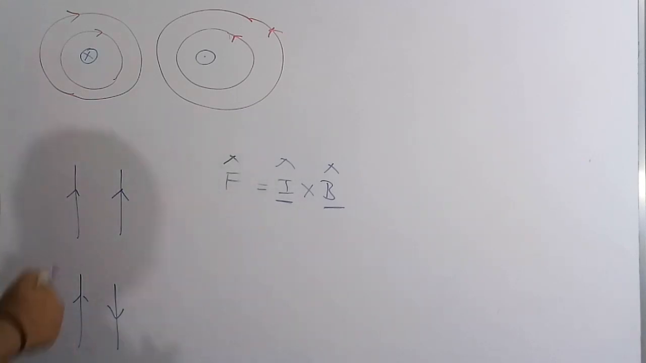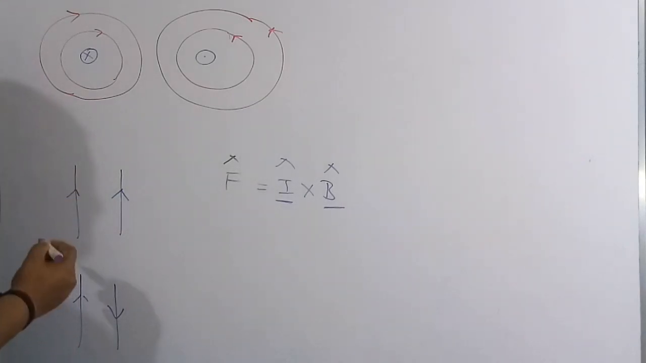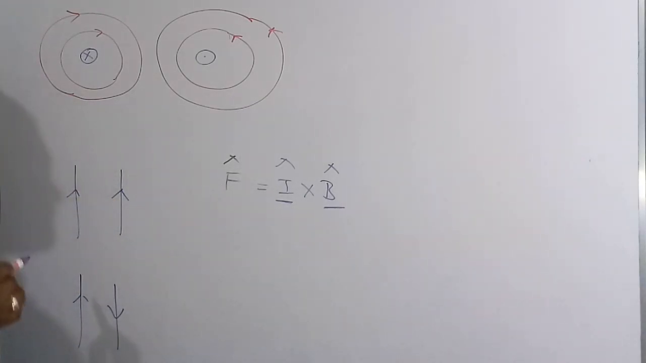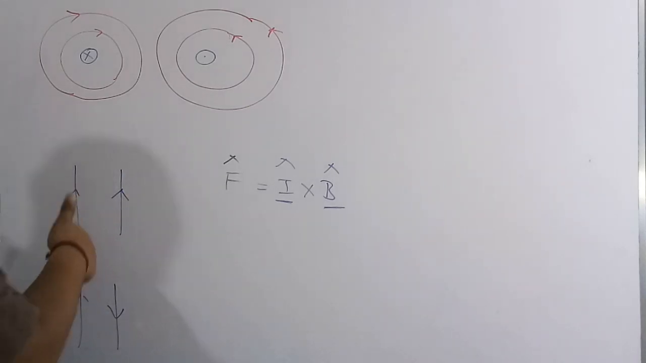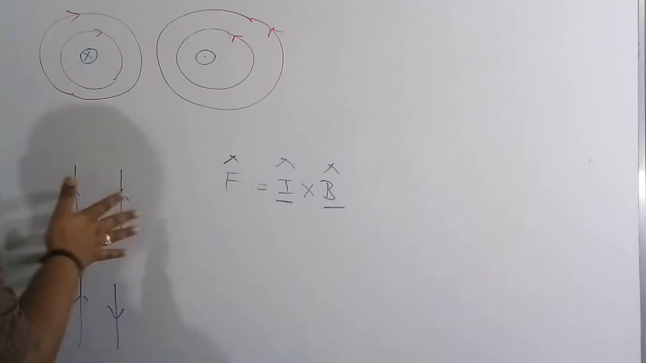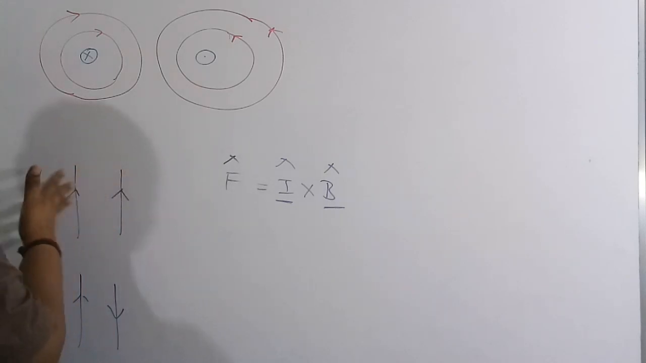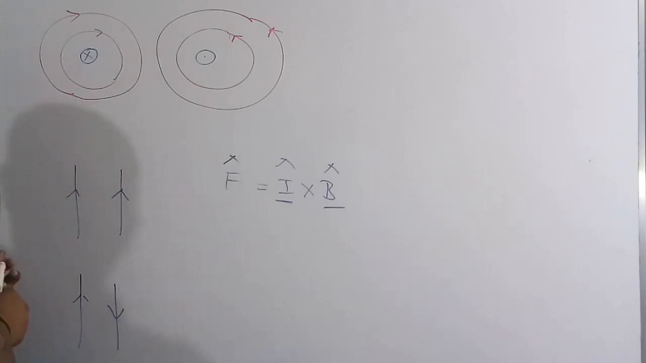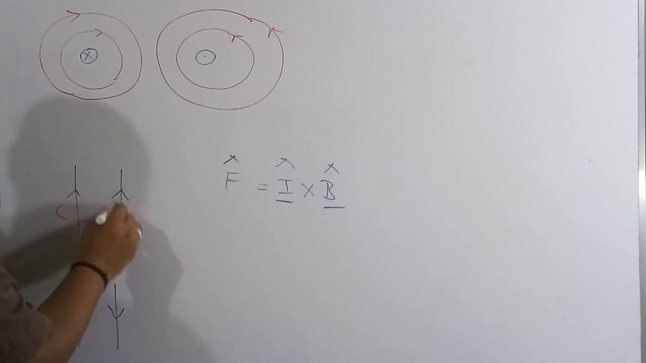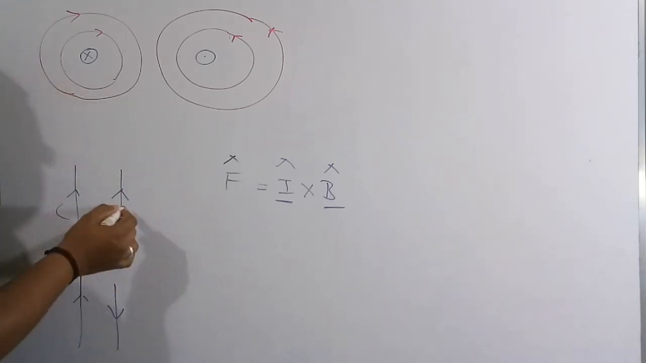If you see carefully here, this is a current carrying conductor. This current carrying conductor is going to produce a magnetic field. If you place the thumb in the direction of the current, then it produces curled fingers like this. So the nature of this will be like this. So here it will be inside.